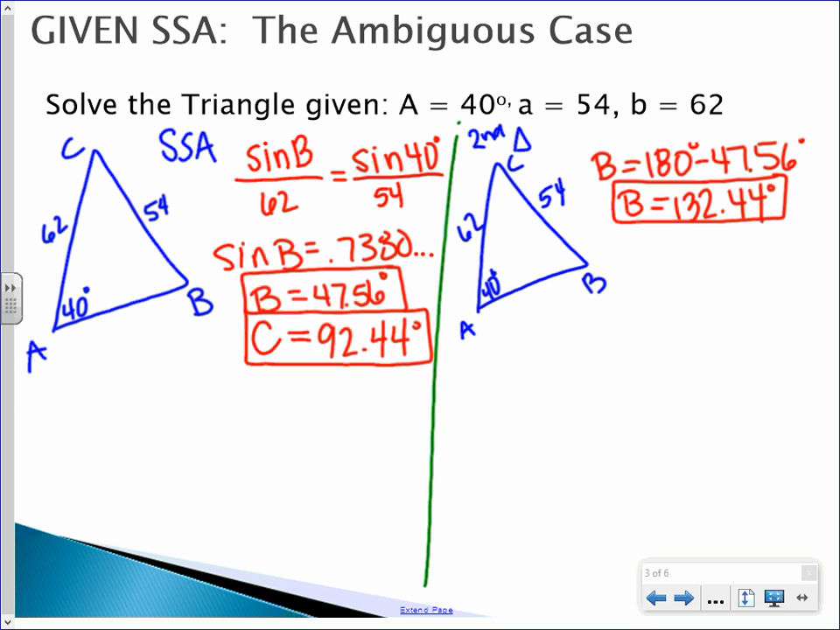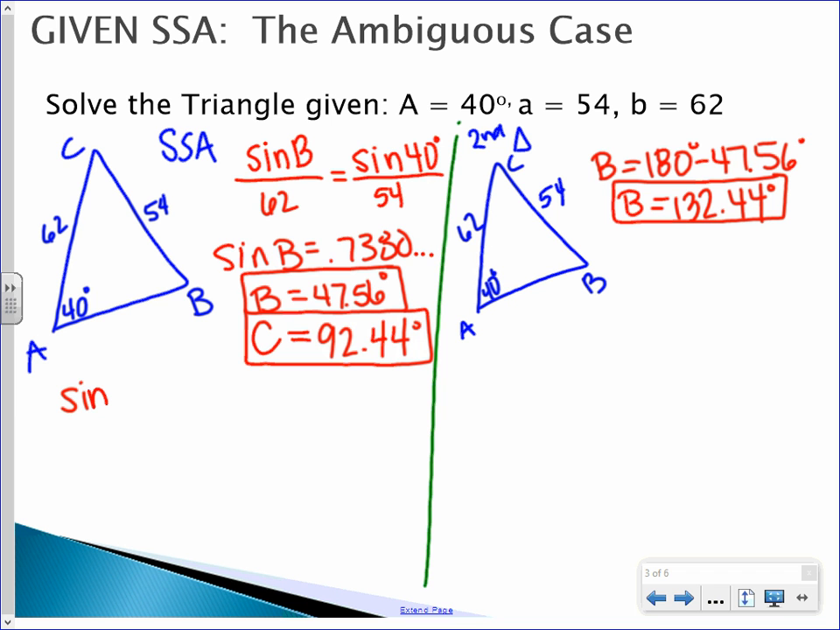Our last piece of information to find is side C. I told you yesterday that I don't want you to use rounded off answers. There will be times when it's unavoidable, and this is one of those times. We have no option but to use angle C, which is a rounded off answer. That's fine.